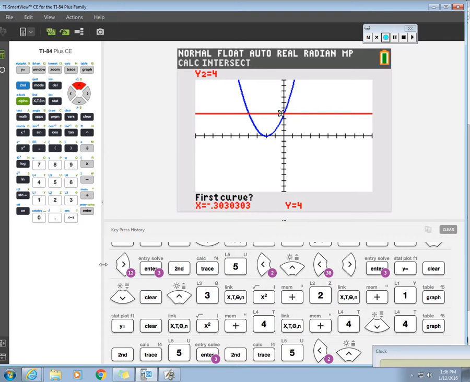Now, your calculator will do that too. It's just harder to tell because yours is all black and white. But you'll be able to tell once you hit up that now yours is on the line. And now it's just quicker to move over to that intersection instead of going down the parabola and back up it. Which for this one, it wouldn't have taken that long, but for some parabolas, it would take a while. Okay, so enter, enter, enter. Our second solution is at -4, 4.